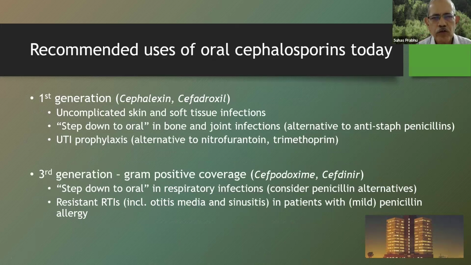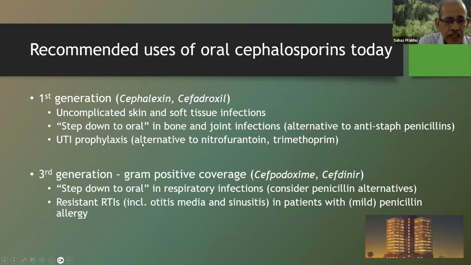What are the recommended uses of oral cephalosporins today? First generation, cephalexin or cefadroxil: uncomplicated skin and soft tissue infections. We saw the example of an impetigo. As a step down to oral in bone and joint infections, as an alternative to anti-staph penicillins.